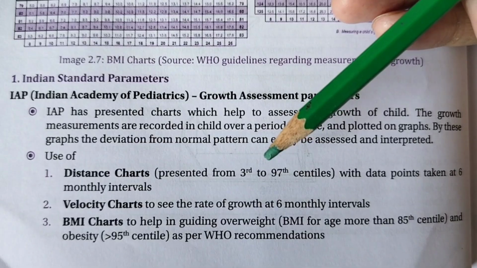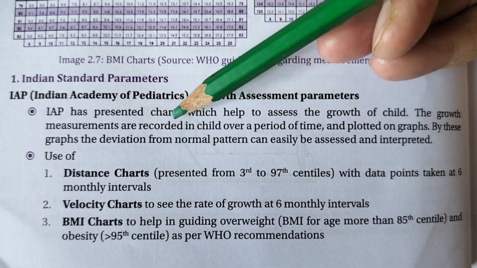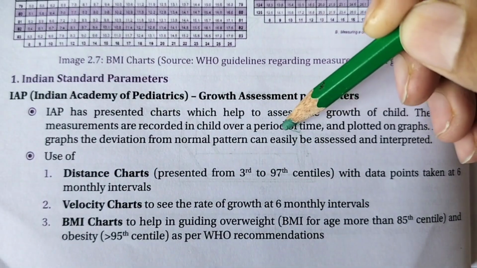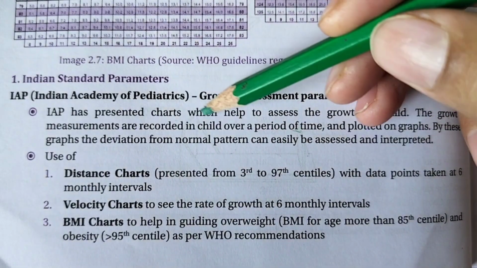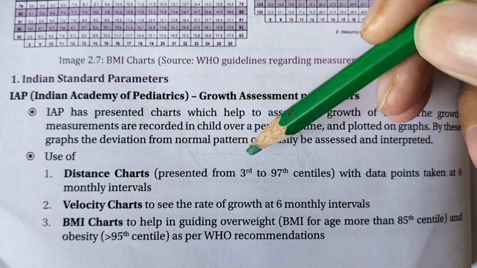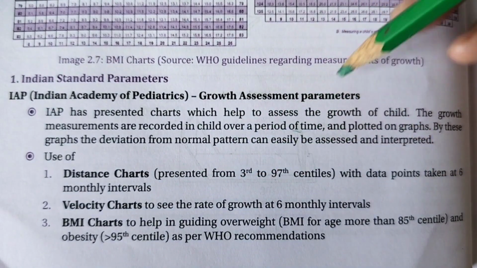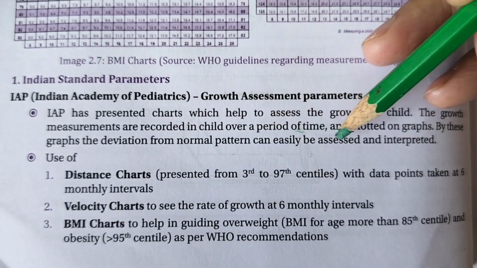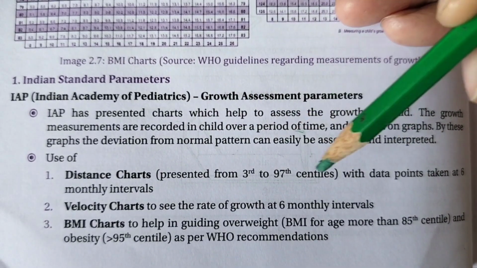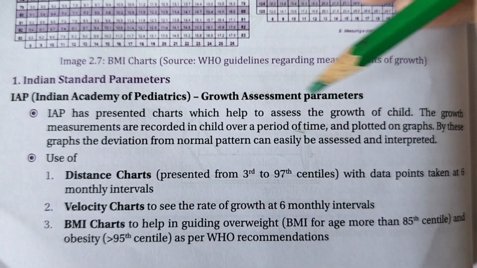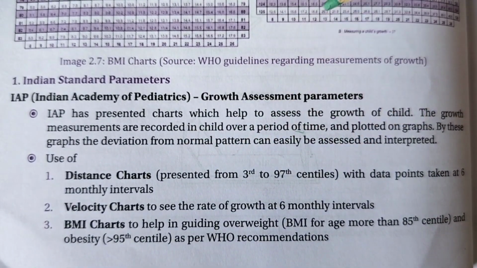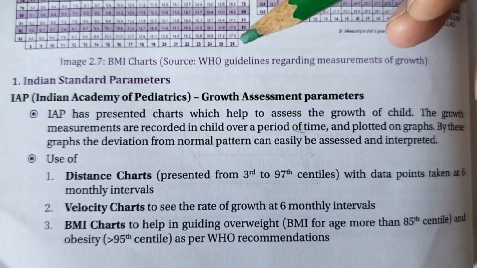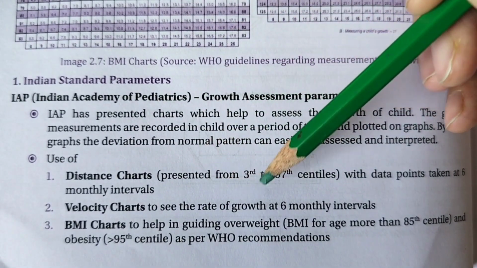Here what happened is, they have measured and recorded the child over a period of time, and they plotted the growth over that period on a graph form. By these graphs, the deviation from the normal pattern can easily be assessed and interpreted. So for easy assessment and interpretation, they have drawn the graph, so that we will be able to know how much the growth of the baby has happened during a given period of time, right?